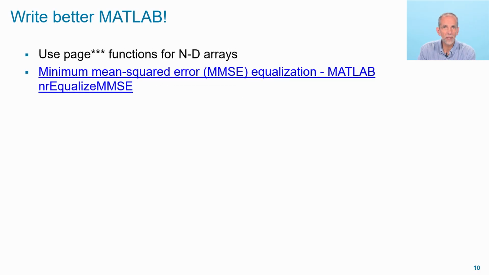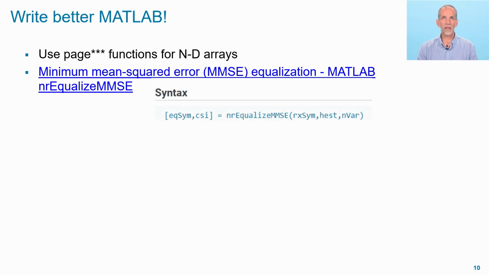Another thing, and this is probably a little bit nuanced, MATLAB has shipped page functions for many releases. Like pagesvd, pagemtimes. So if you are working with ND arrays, you can get remarkable speedups by using these page functions. And the link that you see is for the documentation page of a 5G Toolbox shipping function that does MMSE equalization. So here we see the syntax from that doc page. I would draw your attention to that second variable, that hest. That is an estimate of the channel matrix.